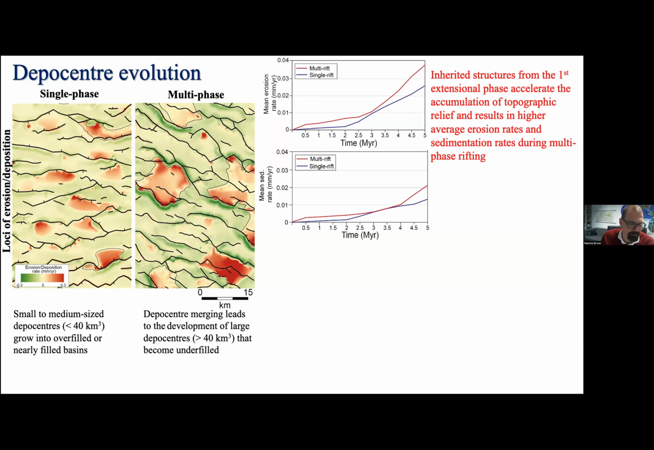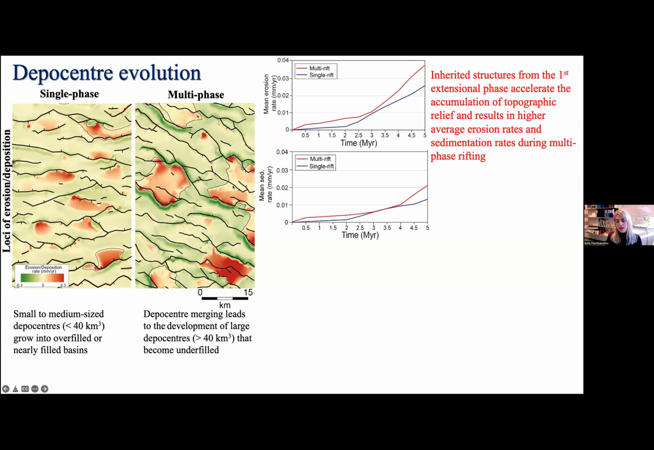Yes, thank you. Another difference between these two experiments is that in the single-phase rift, you see small to medium-sized depocenters, you see them here, that usually grow into overfilled or nearly filled basins. In contrast, in the multi-phase rift, we see more of a depocenter merging, which leads to the development of these larger depocenters that usually become underfilled. So we'll show you two examples.